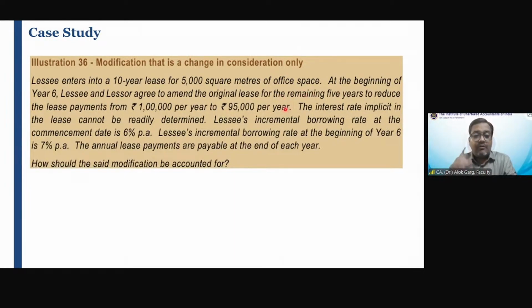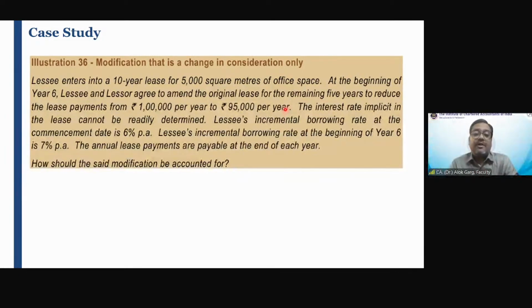And I'll always start with the lease liability. Always remember, whenever there is a modification and this modification is a change in the existing contract, you have to recompute your lease liability. Whatever adjustment comes into your lease liability will go to your right of use asset. In this case, lease liability will decrease, so lease liability will be debited.